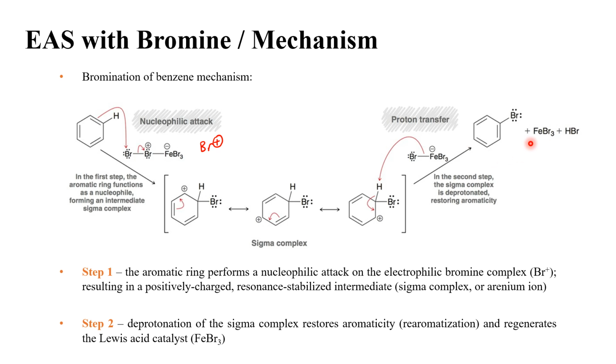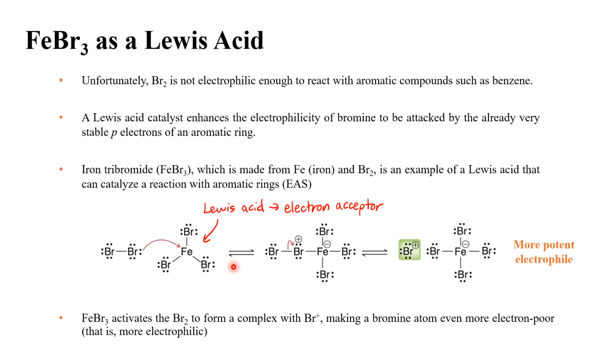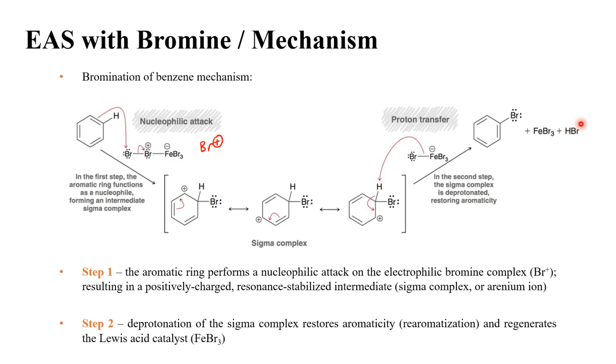And the byproducts of this are your Lewis acid catalyst, right? You regenerated your catalyst. You started with FeBr3 before, right? Let's just go back a slide. There was your FeBr3. That was your Lewis acid catalyst. And you form HBr, okay? We don't worry about the byproducts, really. We just worry about, okay, we finally formed our product here, okay?